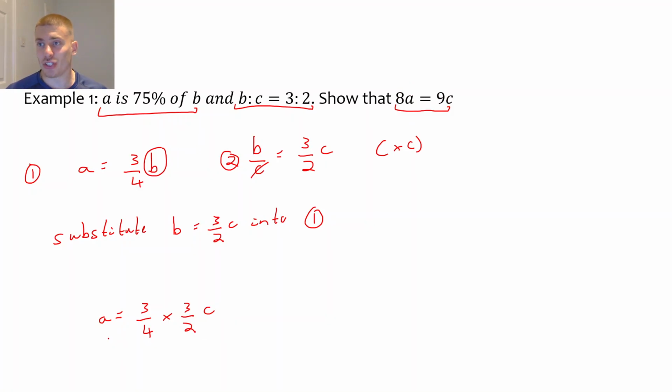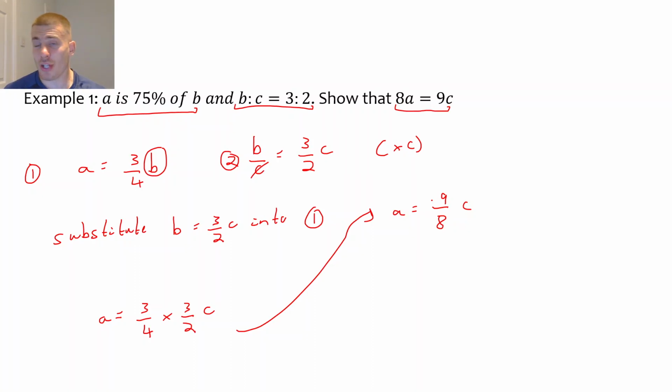Now from here, it makes sense just to sort of tidy things up a little bit. So let's go and bring this over here for some more room. So we've got A is equal to 3/4 times by 3/2. Well, 3 times 3 is 9, over 4 times 2 gives you 8. So 9/8C. And you can see we're getting close now because you've got the right numbers, A to 9, and you've got the right letters, A and C.